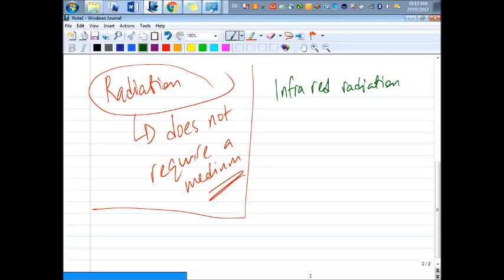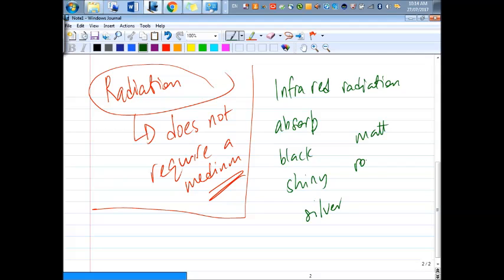Or be more confident, I need to hear. Absorber, okay? So should we say absorb? Okay, then I have black. What else? Shiny. Silver. Matte. Any more? Rough, okay. Smooth.